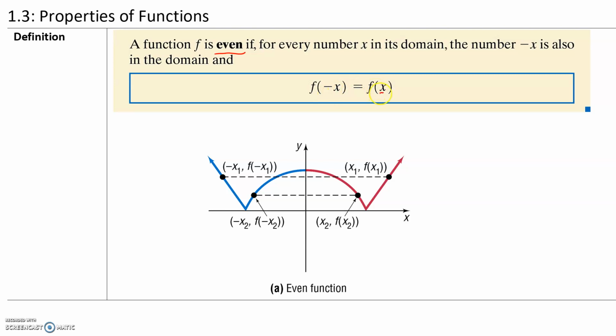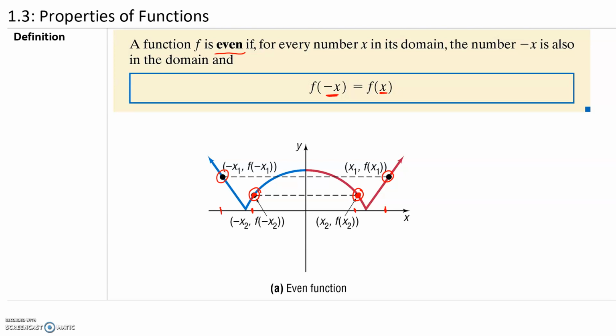Here's what it means. Remember the parentheses contains the input or the x value. So let's say that a particular x value has this output. Then what we're saying is that the negative of that same input also has the exact same output. See? The positive x value and the negative x value have the same output. Here's another example. The positive x value and the negative x value, they both have the exact same output. That constitutes an even function.